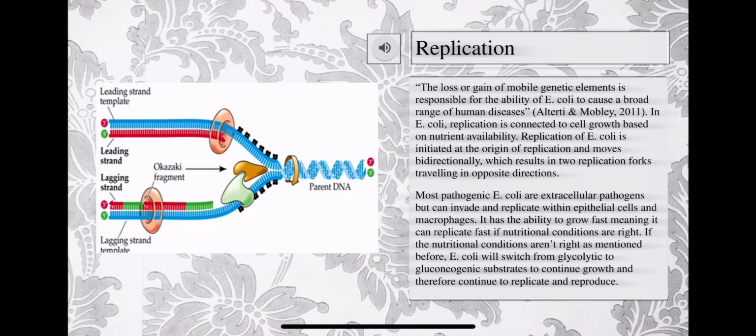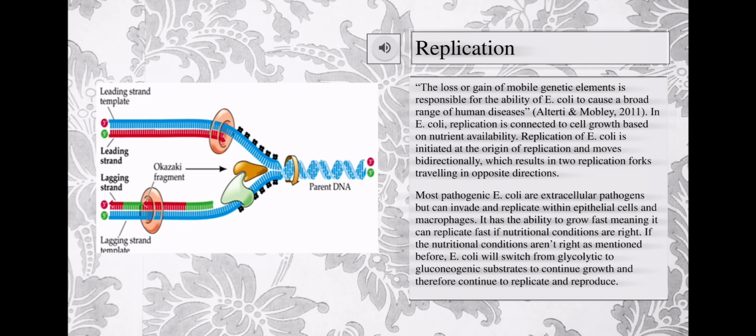In a research article from Current Opinion in Microbiology, they say that the loss or gain of mobile genetic elements is responsible for the ability of E. coli to cause a broad range of human diseases. The replication is connected to cell growth based on nutrient availability, and it is initiated at the origin of replication, then moving bidirectionally, which results in two replication forks traveling in opposite directions. Most pathogenic E. coli are extracellular and can invade and replicate within epithelial cells and macrophages. It has the ability to grow fast and replicate fast if the nutritional conditions are right.